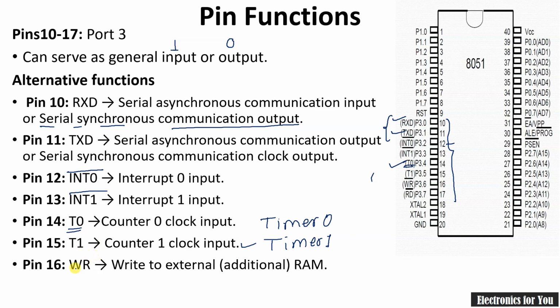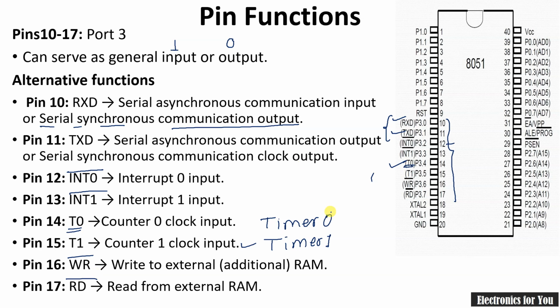Next pin is WR bar, which is again an active low signal, the write strobe to the external RAM. When we connect the external memory, it will work as a write pin. Then pin number 17 works as RD bar, which is again an active low signal, the read strobe for the external RAM. In this way, port 3 also functions with alternate functions.